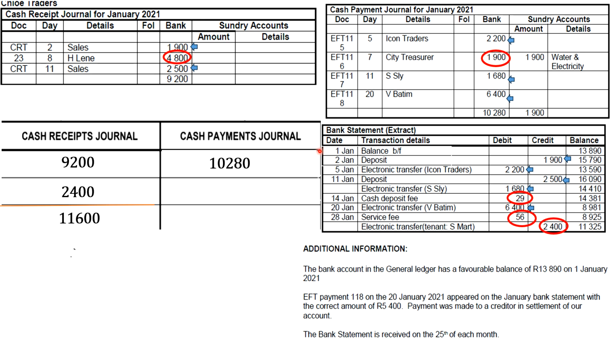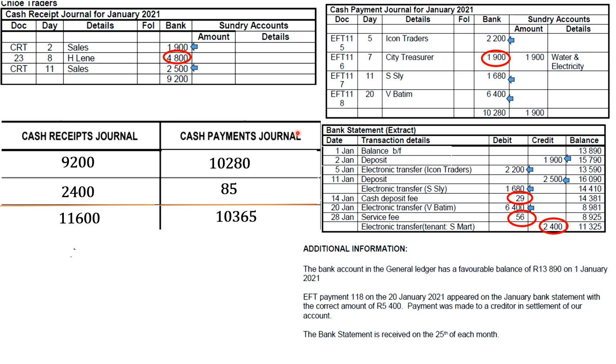Now we're going to look at the amounts that are not showing up in our CPJ, and it's the 56 for service fee and 29 for cash deposit fee. These two are usually added together because they are called bank charges. Any transaction that falls under bank charges, we add together and call it bank charges. So we add the 29 and the 56 and record it as 85 Rand. Once you add the two, your total is going to be 10,365. Done. We've completed our cash journals.